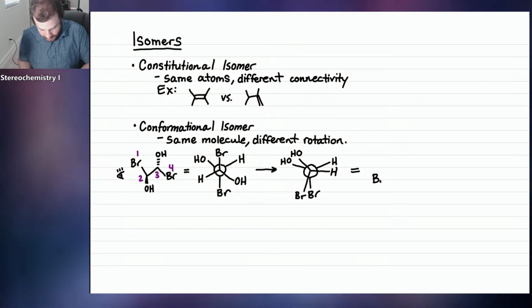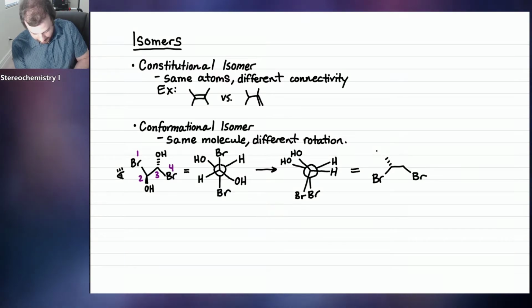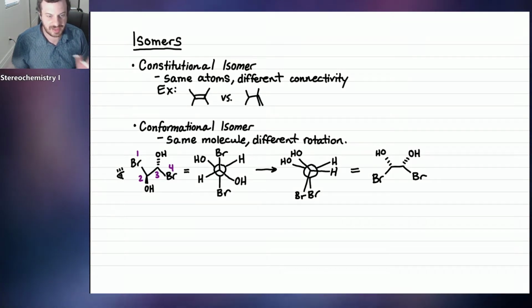All right, now we can translate that rotation back into the bond line drawing. And so now the bromines are going to be eclipsing with each other. So I'll draw it like this, where instead of the bond zigzagging, the bond looks kind of like a U shape, an upside down U shape. And now the two alcohol groups are eclipsing each other, and they're both kind of on the left side. So we'll make them both dashed like that.